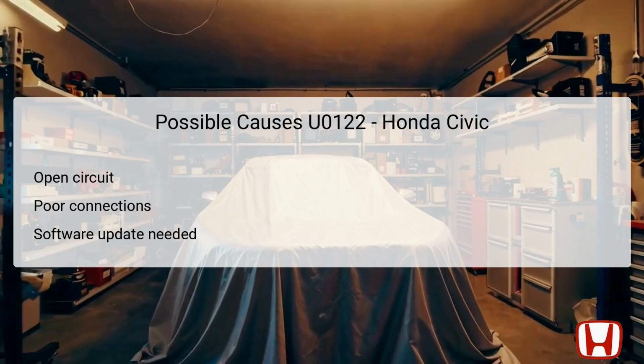Lastly, if the VSA Modulator Control Unit has outdated software, it may not be equipped to communicate properly with the ECM, resulting in the generation of this diagnostic trouble code. Identifying these possible causes is the first step in effectively troubleshooting and resolving the issue.